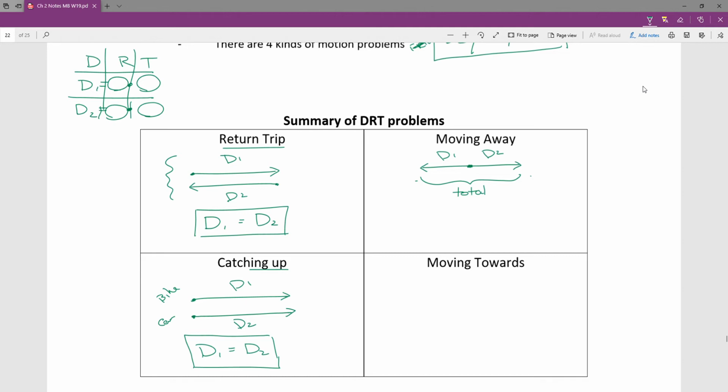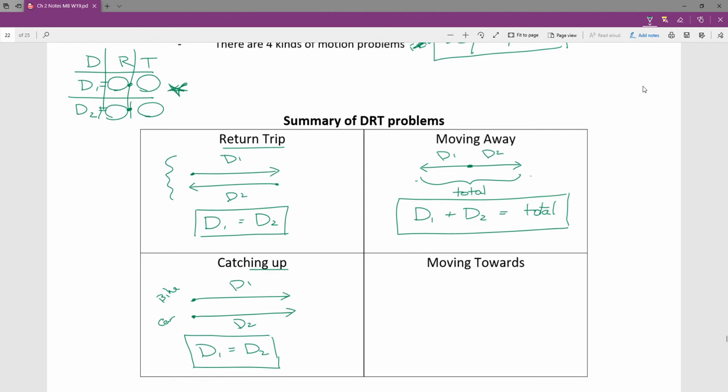So this idea of a framework and building from our chart to our equation is that in this case, distance 1 plus distance 2 equals whatever that total is. And that's what gives me the framework to go from my chart to my equation.